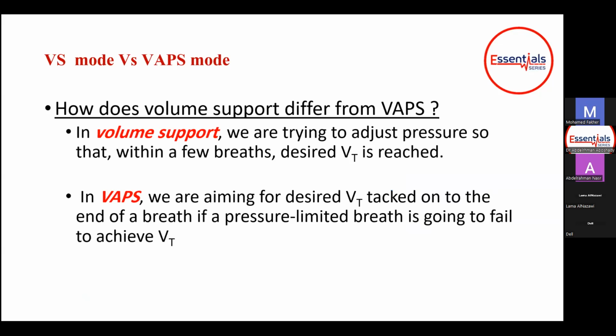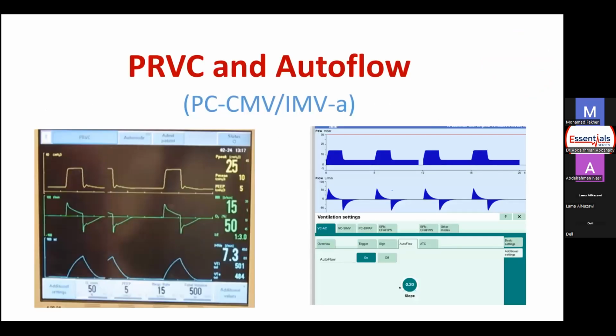Volume support mode differs a little bit from the volume assured pressure support mode. As we said, volume support mode changes the pressure limit from one breath to another. But in the volume assured pressure support, in the same breath, it changes the mode of the breath. What about the PRVC and the auto flow at the end? PRVC or pressure regulated volume control is a pressure controlled mode, yet it can give mandatory and assisted breaths. That's the difference between them and the volume support mode.